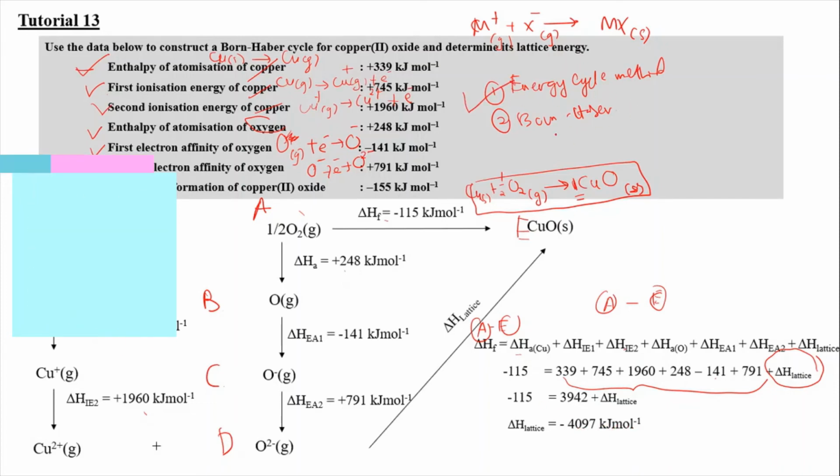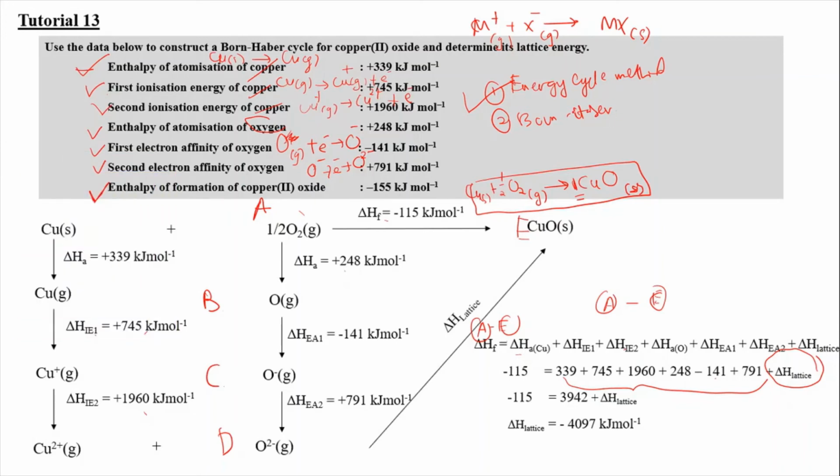Let's look at the Born-Haber cycle. For the Born-Haber cycle, in order to draw the cycle, we need to remember that the positive value will go upwards and the negative value will go downwards. And this is the data given in the question. And as I mentioned, it is better to start from the enthalpy of formation of copper oxide.